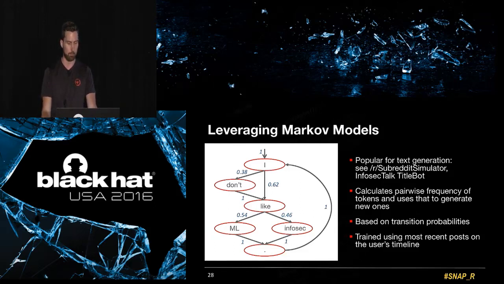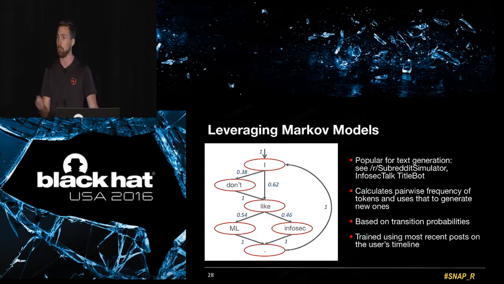One is a Markov model, and this has been popular for text generation, for example in Subreddit Simulator and InfoSec TitleBot. The idea is that given a corpus, and a corpus here is defined as a history of tweets, maybe the last 200, 500, or 1,000 tweets, however much data you want to grab, it reads through those tweets and calculates pairwise frequencies between the words contained within them. For example, you have the word I and the word don't, and that might give you a 0.38 probability of transition. And you also have the word like, with a 0.62 probability of transition there, after normalization.